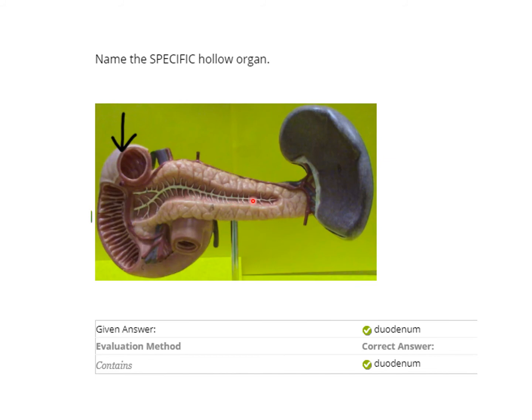This is the pancreas, pancreatic duct shown here in white, and this is the spleen. This image is in Quizlet, so if you study your images in Quizlet, you should have no problems identifying the duodenum moving forward.